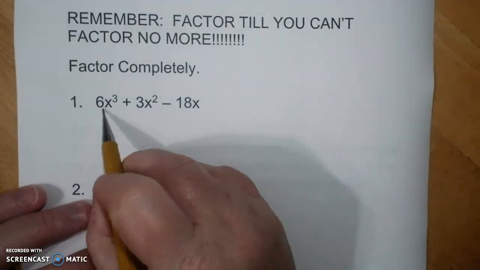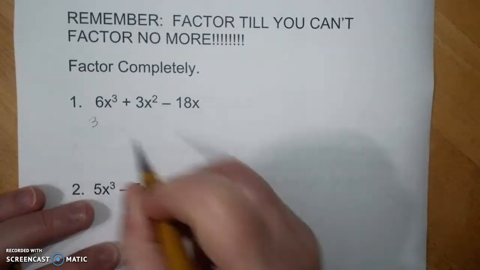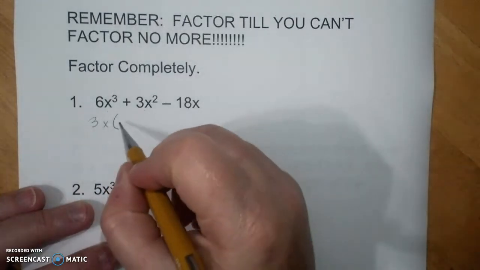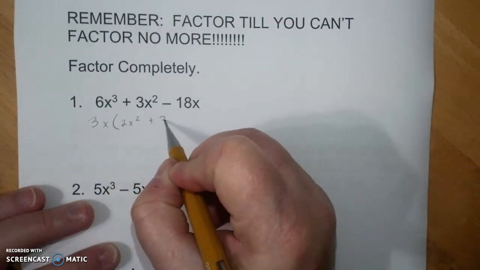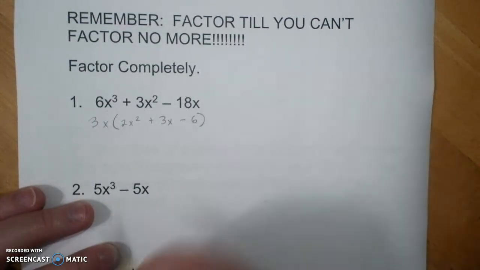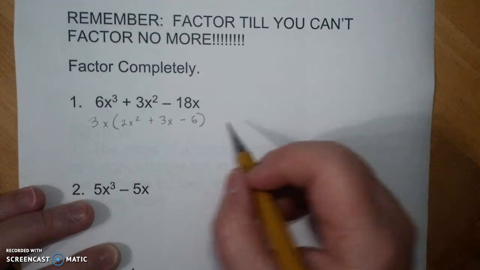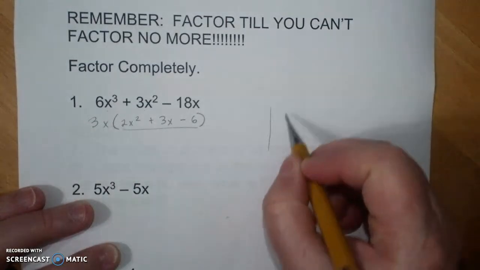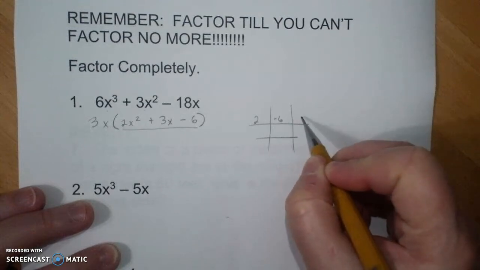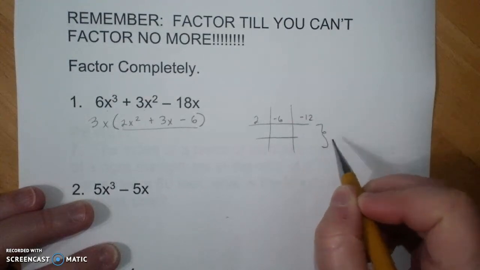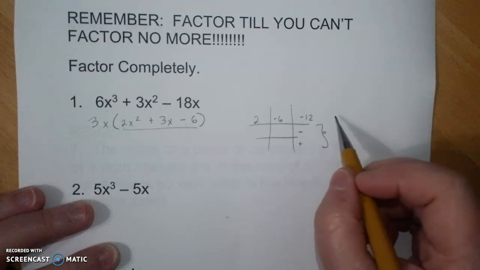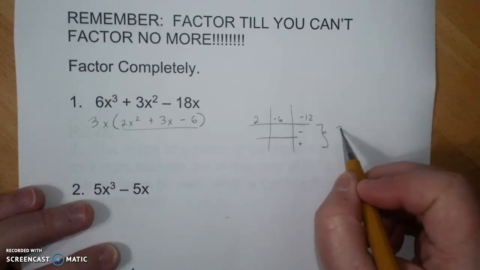So if you're looking at these terms, we have a 3 in common with them, and we have an x in common. And so that becomes 3x times 2x squared plus 3x minus 6. And then this can be factored, and so we would do 2, -6, -12, factors of -12, signs are different, put the minus there, the plus there, and we're subtracting to get 3.